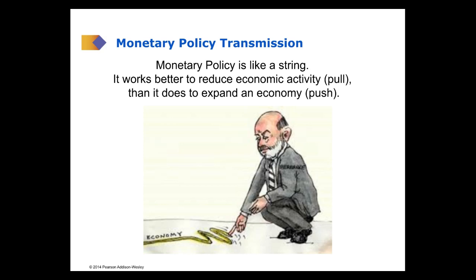We often talk about monetary policy being like a string. It seems to work better when we're trying to reduce economic activity than when we're trying to expand economic activity. Because when we put more money in the system, in different times, different things happen. Sometimes people will invest it or spend it. Other times they will save it, and you just don't know when you're trying to increase economic activity. It's more straightforward when you're trying to decrease economic activity using monetary policy than when you're trying to increase economic activity using monetary policy.